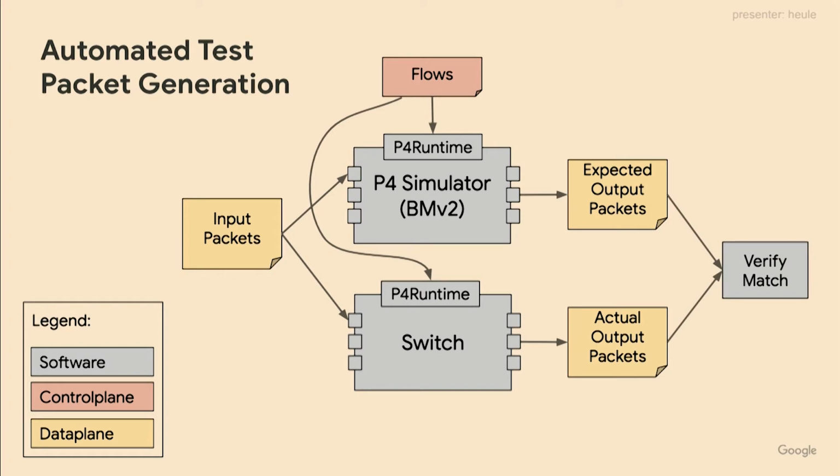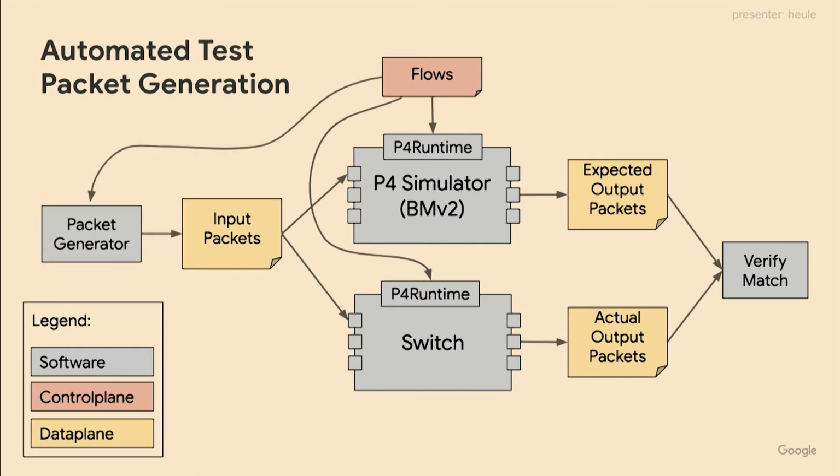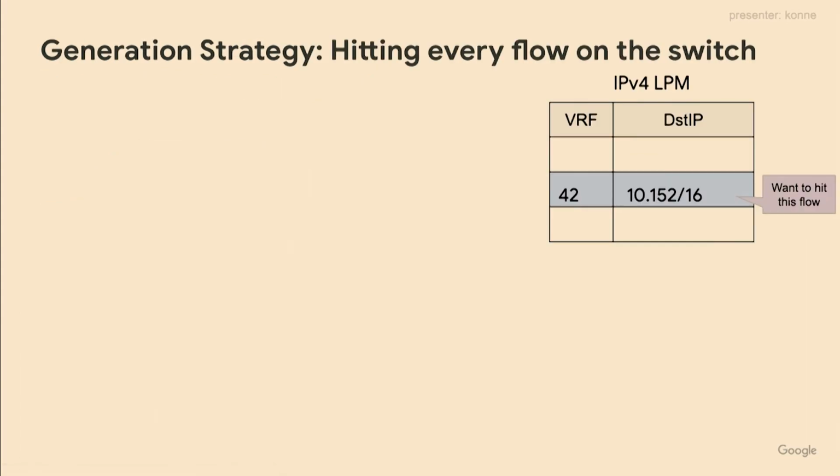And now, obviously, the interesting part is how do you come up with the input packets? So we have a packet generator that takes the flows that we have and generates interesting packets. And when we say interesting here, what we want intuitively is to tickle all of the interesting behavior in the switch, so have as much coverage as we possibly can of the switching behavior. And one way to achieve that is with the following intuition. We try to hit every flow that is installed on the switch.